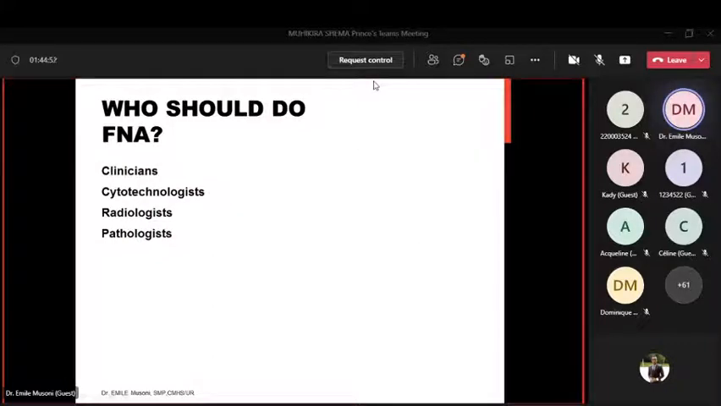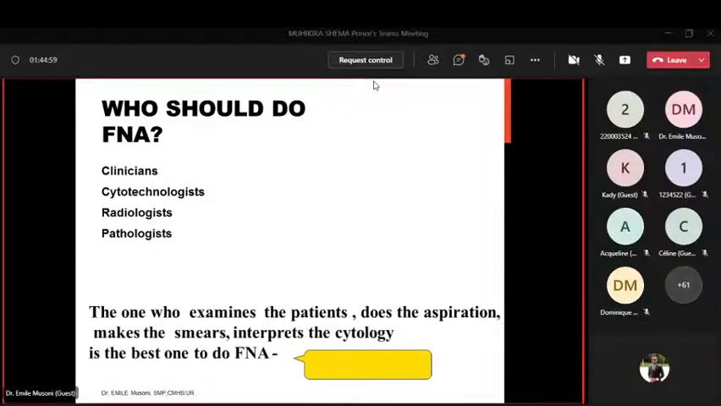So you can ask, who should perform the FNA? Every clinician, cytotechnologist, radiologist, pathologist. But the pathologist, the one who examines the patient, does the aspiration, makes the smear, the cytology. The pathologist is the best and in a good position to give the diagnosis of FNA because he has both clinical skills and microscopic skills.